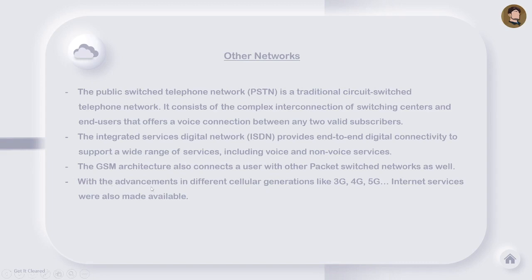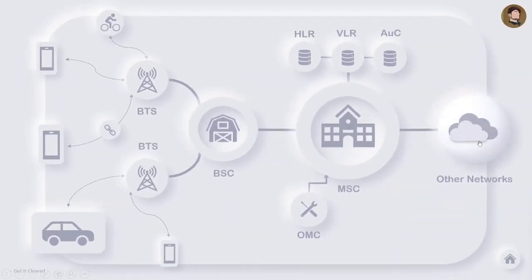With the advancement in cellular generations like 3G, 4G, 5G, internet services are also made available. So for 4G and 5G, this other network, as you can see over here, represents the entire internet, not just PSTN and ISDN. Okay, so this is how your GSM architecture looks, and these are all the necessary terminologies which I explained to you.